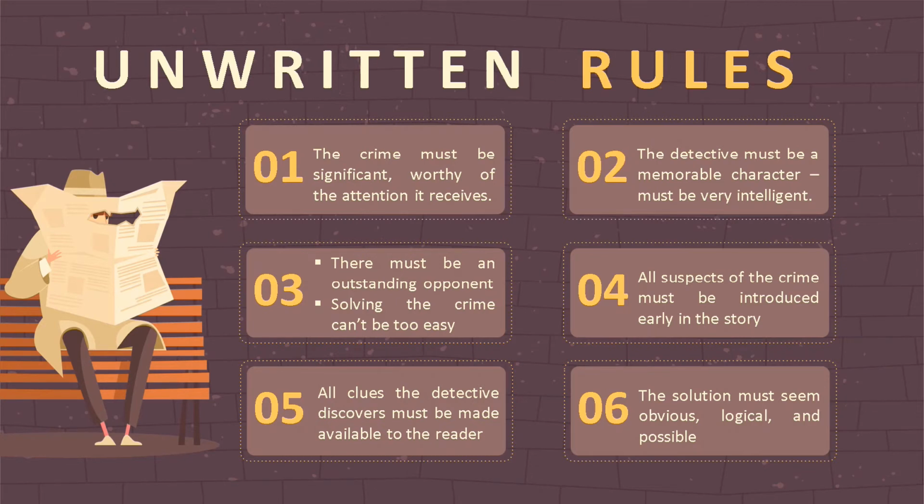Fourth, because a large part of the attraction of a detective story is the opportunity for the reader to try to figure out the solution along with the detective, all suspects of the crime must be introduced early in the story. And fifth, all clues the detective discovers must be made available to the reader also. There must be transparency and a set of clues that readers must be aware of.